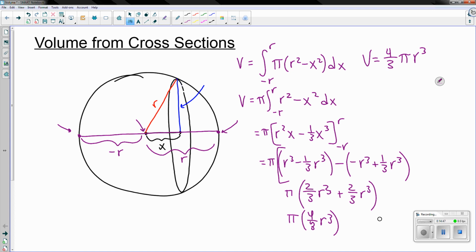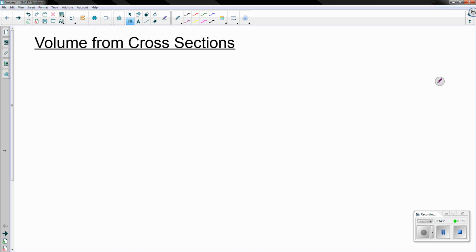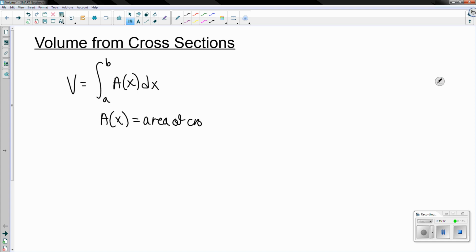So let's summarize that by saying volume from cross sections will be calculated by integrating along some interval the area of your cross section dx, if we're going to integrate with respect to x. So A of x is equal to the area of a cross section. So that is the main takeaway.